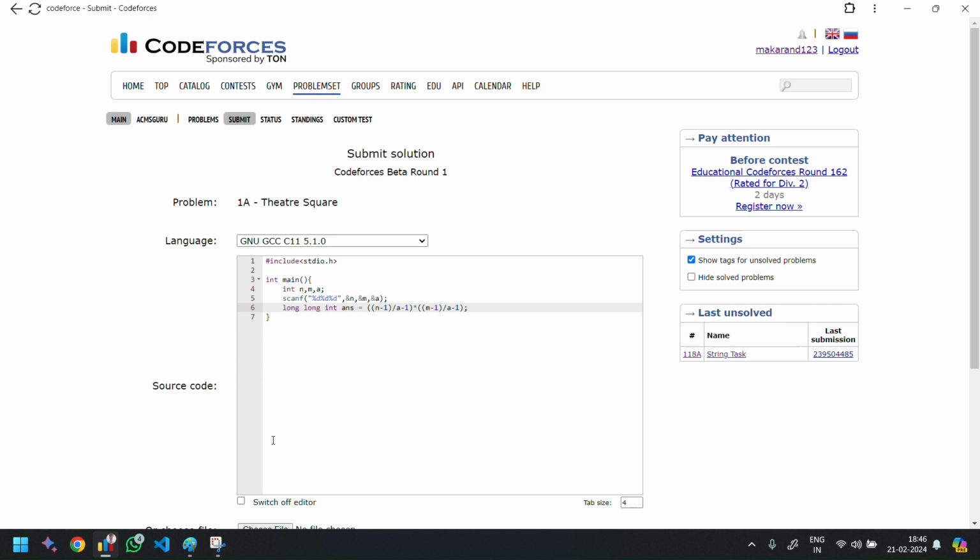Suppose we take n and a as long, but here 1 is considered as int, so we have to make the constant value long as well, in the form of long int. So we generally add long here. If you solve more problems, you will learn that whenever there is multiplication of large numbers, take constant values as long also. So this whole value is stored in the long int. We need to print this.